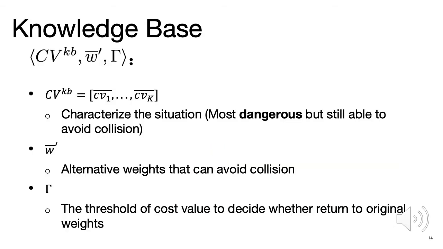So in this way, we can build our knowledge base, the three element tuple. The first one, CVKB, is a subset of the original cost values. It will characterize the situation that is most dangerous but still able to avoid collision. The second one is W prime, the alternative weights that can avoid the collision. And finally, the tau, the threshold of the cost value to decide whether to return to the original weights.